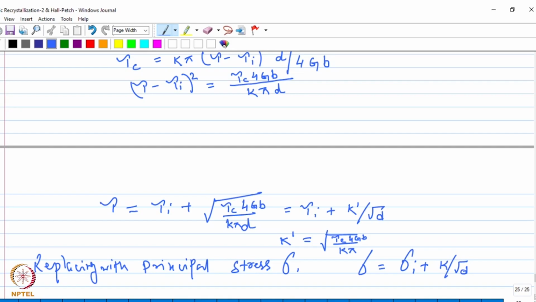Right? So this is how, with the help of the dislocation pile-up theory, the Hall-Petch relationship can be derived. And with that, we come to the end of this lecture.